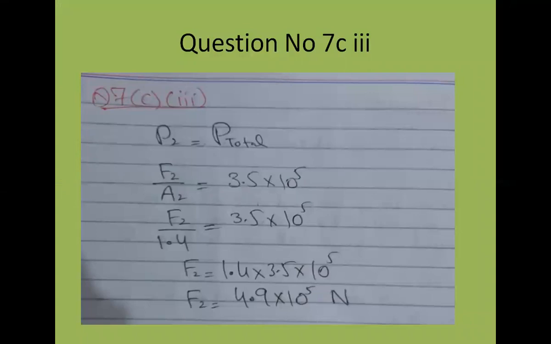So P2 will be equal to the total pressure which we just calculated in the previous part. The pressure 2 will be the force acted on the piston number 2 divided by the area of the piston number 2. And we know already the total pressure acting there, 3.5 × 10^5. The area of the piston number 2 is 1.4 meters square. So F2 will be equal to 1.4 multiplied by 3.5 × 10^5, and you will get 4.9 × 10^5 Newton. So the force exerted on the piston number 2 will be 4.9 × 10^5 Newton.